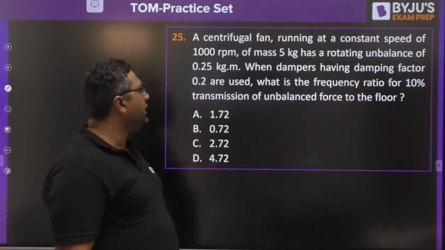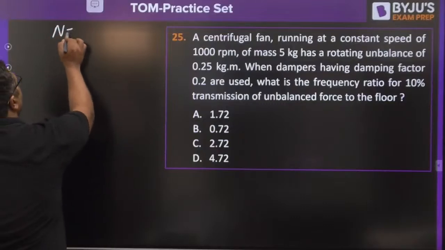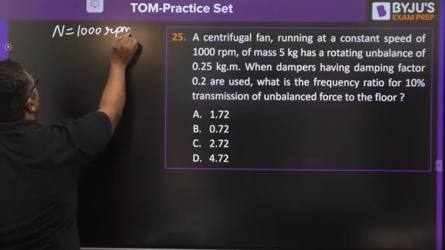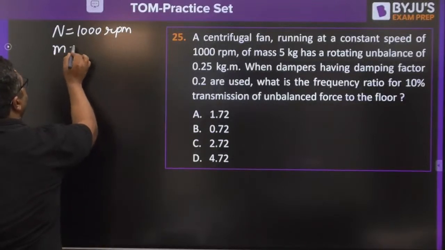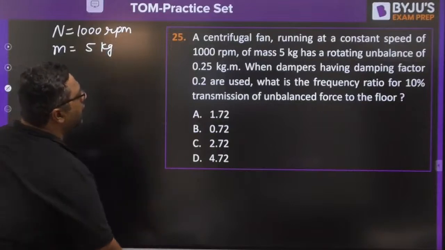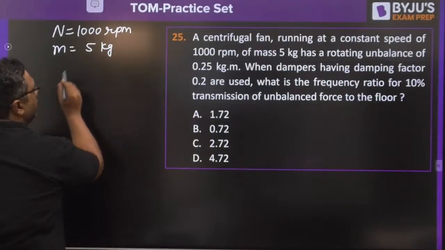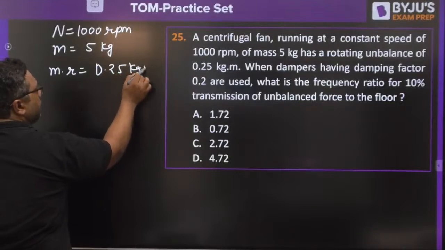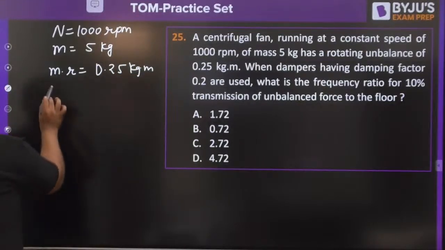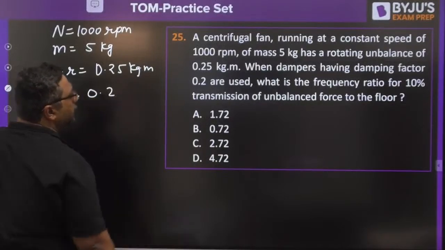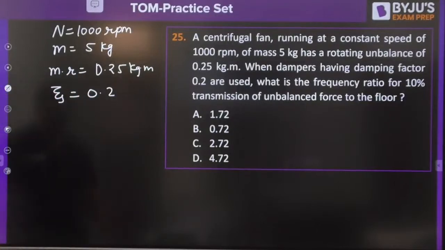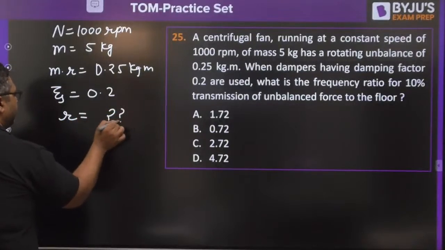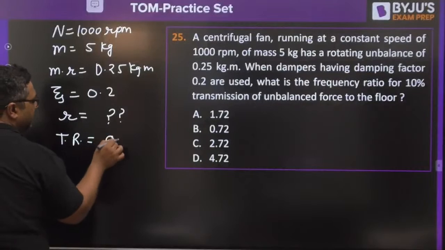A centrifugal fan running at a constant speed of 1000 rpm, mass of 5 kg, has a rotating unbalance of 0.25 kg meter. With a damper having a damping factor of 0.2, what is the frequency ratio for 10% transmission of unbalanced force to the force? You need to find out the value of r. They have given you the transmissibility ratio 10%.